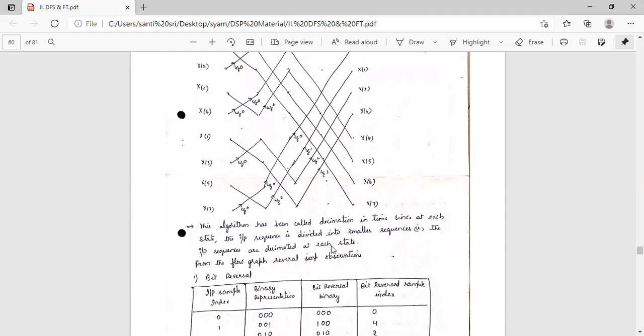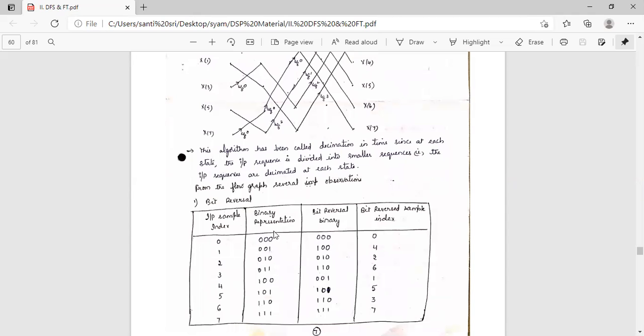That's why this is called decimation in time. From the flow graph, we have several important observations. Suppose the input sample indices are 0 to 7. We will take the binary representation of these input samples: 000, 001, 010, 011, 100, 101, 110, and 111.